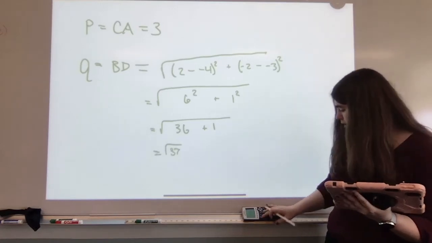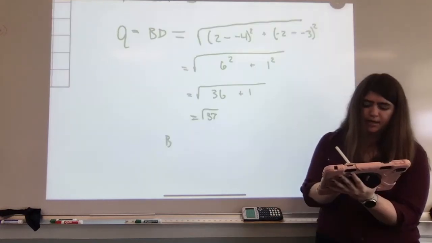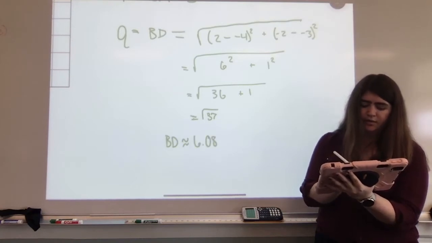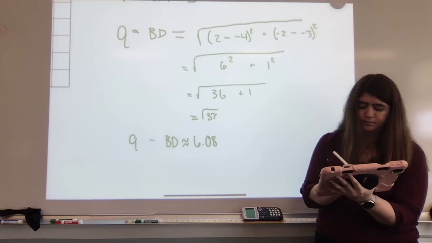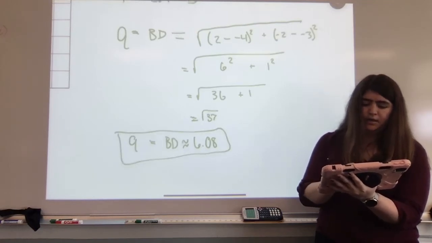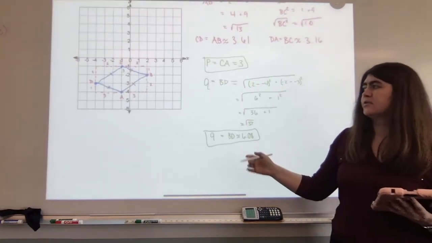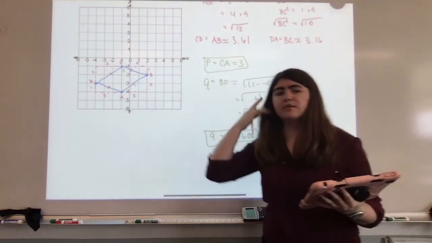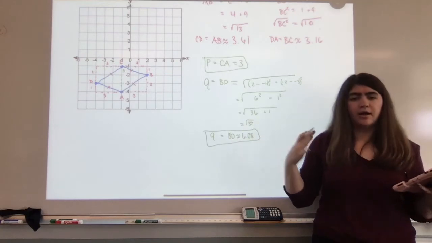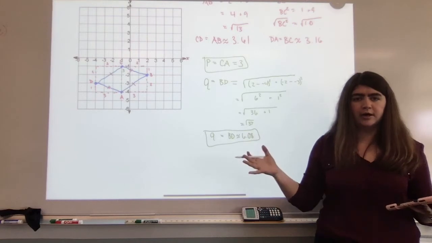I'm going to take a second to type the square root of 37 into my calculator. That means BD is approximately equal to 6.08, and that is what Q will equal as well. All right, so I now have my P and my Q, and I know that I have a rhombus with congruent sides. I solved for those side lengths to make sure they were congruent, but now I also need those for area and perimeter. Now I have all the information that I need for area and perimeter.